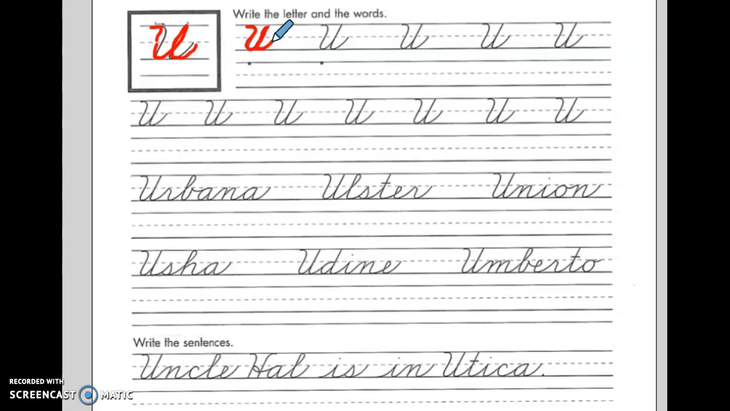So you are going to trace and try for every letter U that you trace. You're going to try one of your own. Then you're going to trace and try the words that begin with U. Urbana, Ulster, Union, Usha, Udine, Umberto.